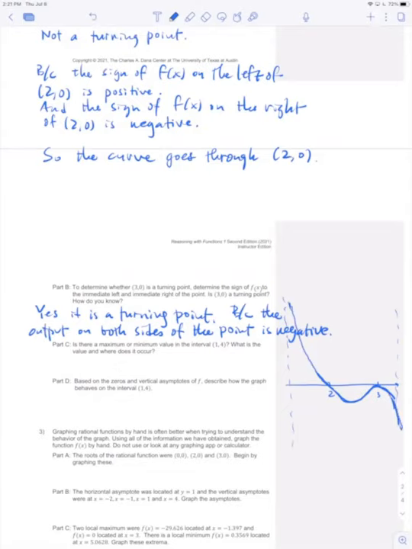Part 3, graphing rational functions by hand is often better when trying to understand the behavior of the graph. Using all of the information we have obtained, graph the function by hand. Okay, so part A says the roots of the rational function, and we already knew this: (0, 0), the origin, (2, 0), and (3, 0). And let's begin by graphing those.